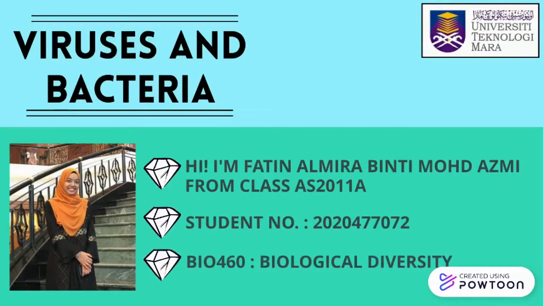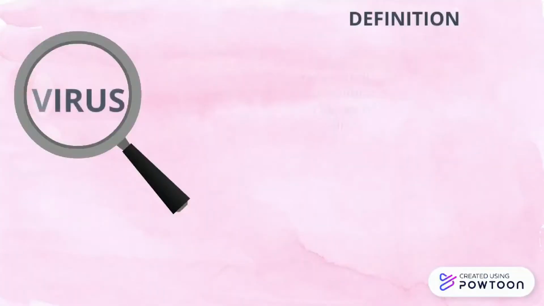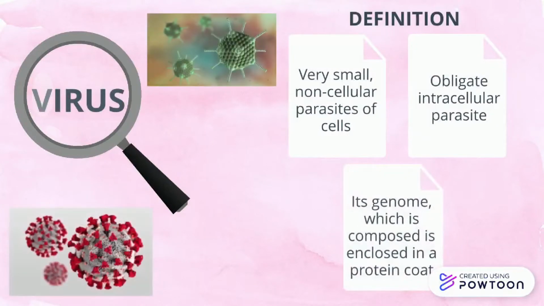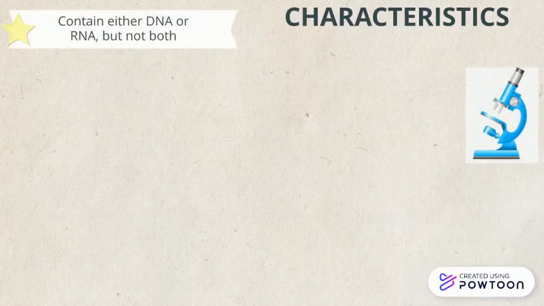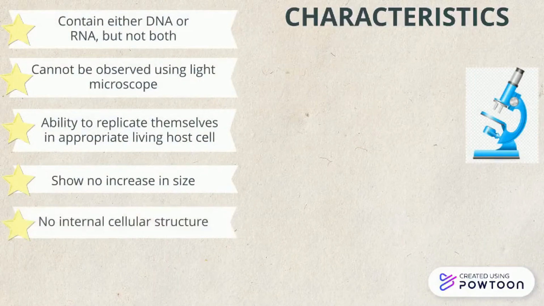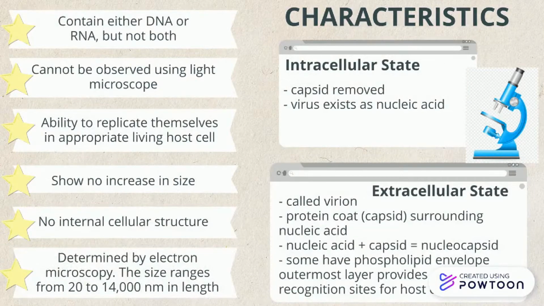Today, I want to present about virus and bacteria. Virus is a very small, non-cellular parasite of cell and is enclosed in a protein coat. The main characteristic of virus is it contains either DNA or RNA, and it cannot be observed using light microscope.